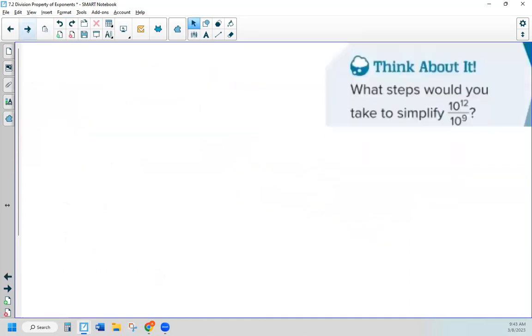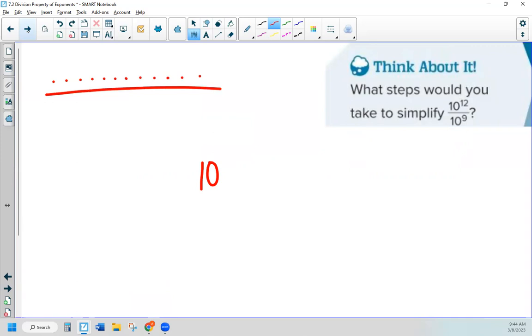So if you look at this question, think about it. What steps would you take to simplify the one that you have here? Well, you keep your base of 10 because we know we're going to have 12 tens at the top: 1, 2, 3, 4, 5, 6, 7, 8, 9, 10, 11, 12. These are all tens. And then you have 9 tens at the bottom: 1, 2, 3, 4, 5, 6, 7, 8, 9. Now I'm not going to write them out, and you delete them one by one, that's 9 cancelled. You could see that that's going to leave me with 10 to the third power.